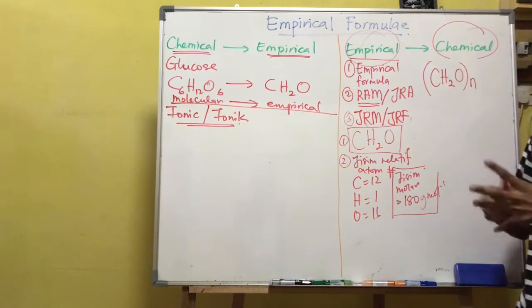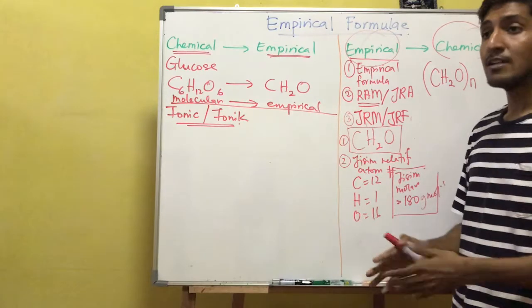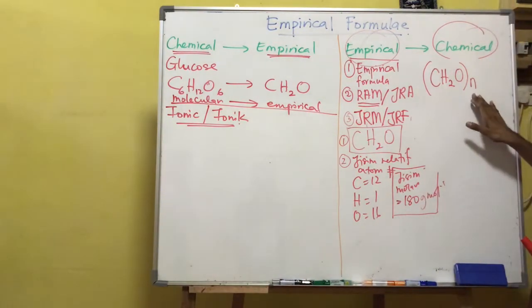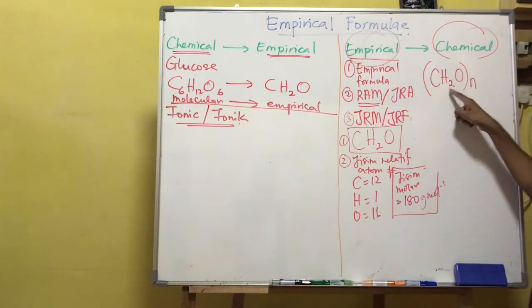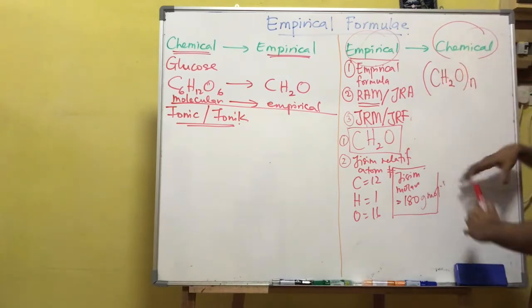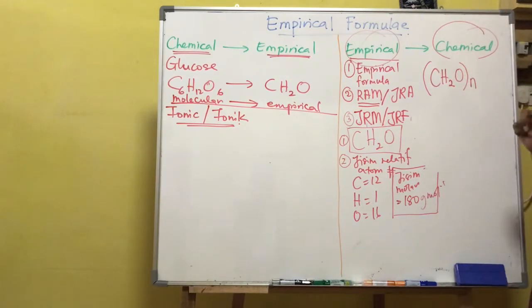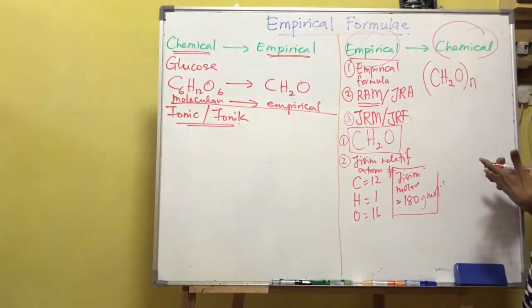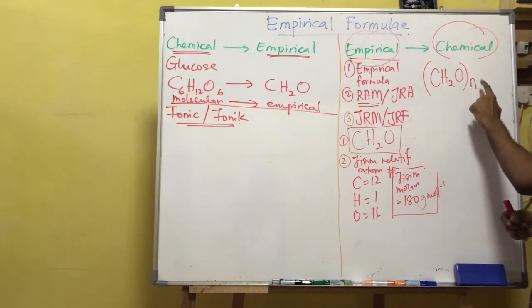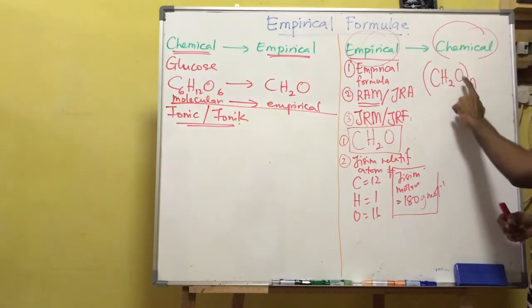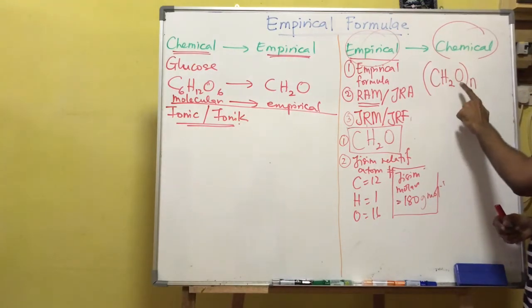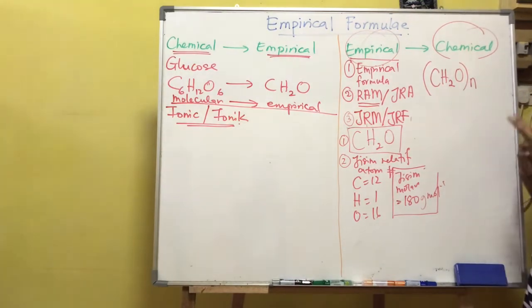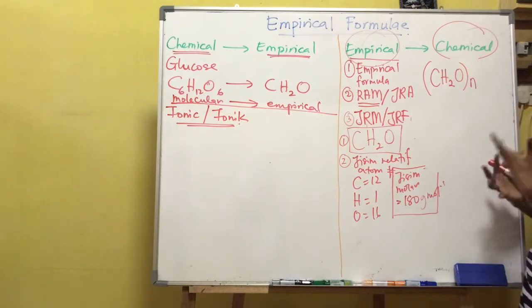So the unknown is going to be the multiplier. So the multiplier n, the value of n, we will multiply into everything to produce the real chemical equation. So when we have the value of n, we are going to multiply it to each and every atom here to find out the real equation, or the real chemical formula.